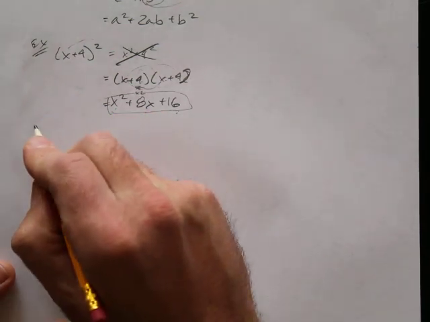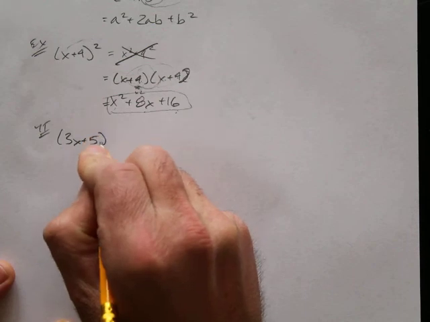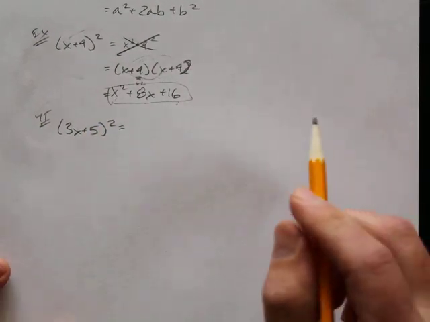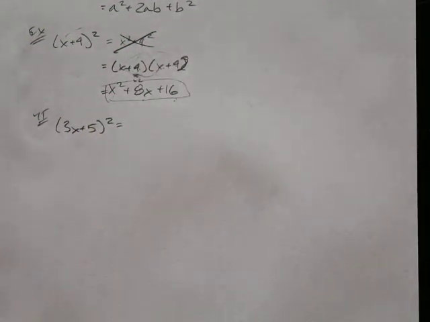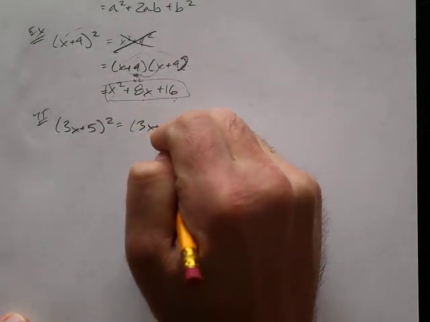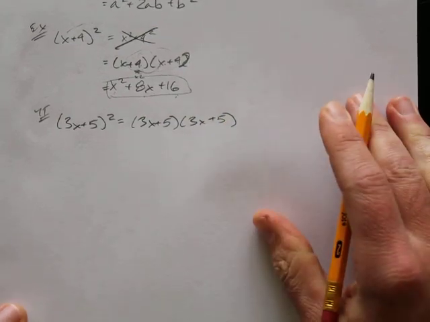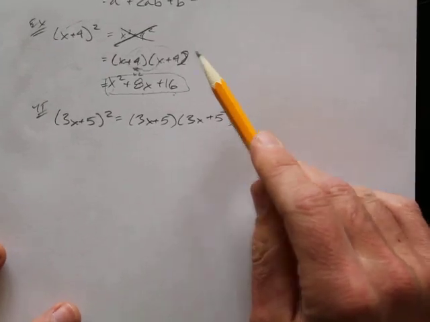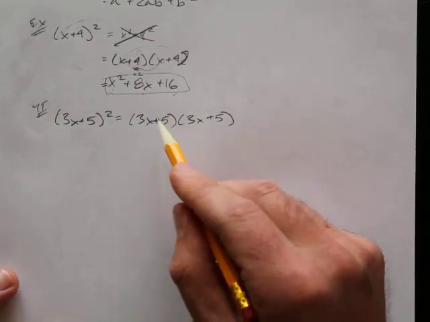Let's do another one. You try this one. 3x plus 5 squared. Go ahead and work this one out. See what you get. All right, so I'm going to have 3x plus 5 times 3x plus 5. Now, if you don't remember this square of a sum thing, guess what? It doesn't matter. Just FOIL it.